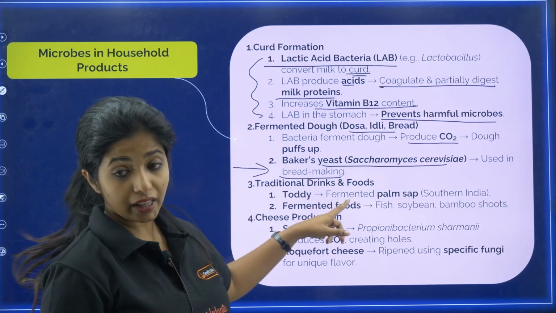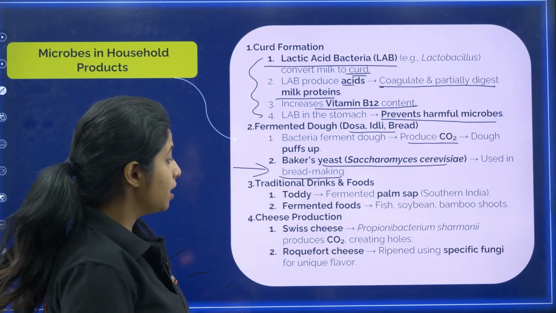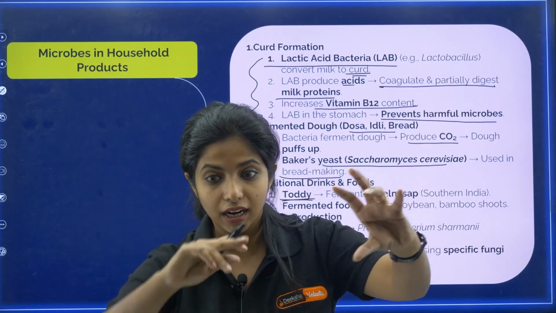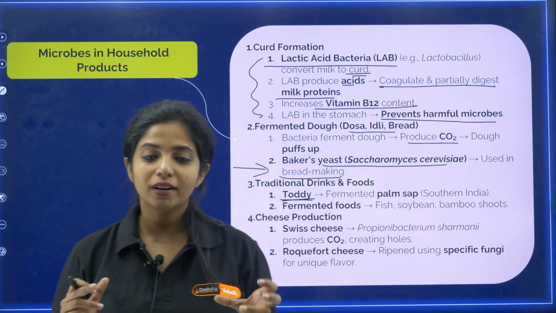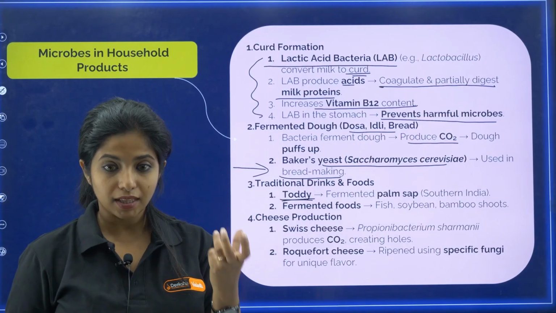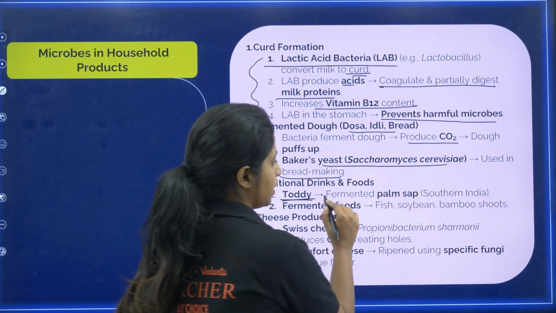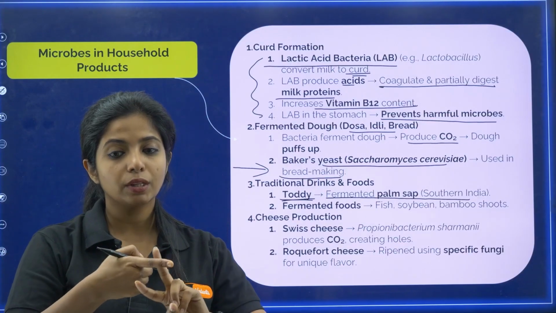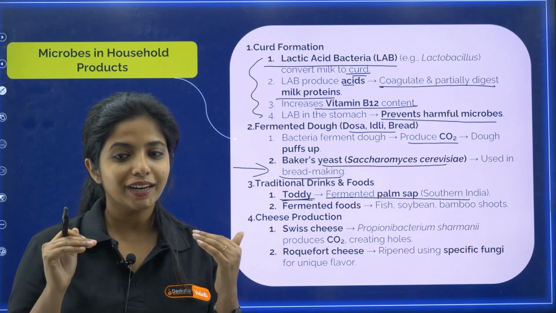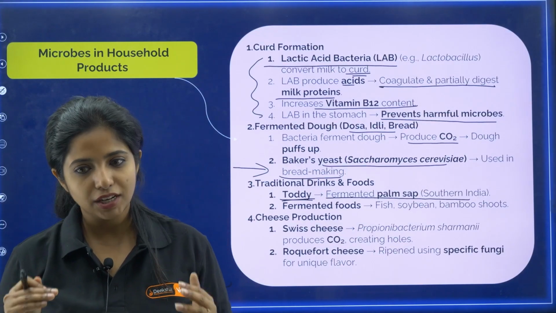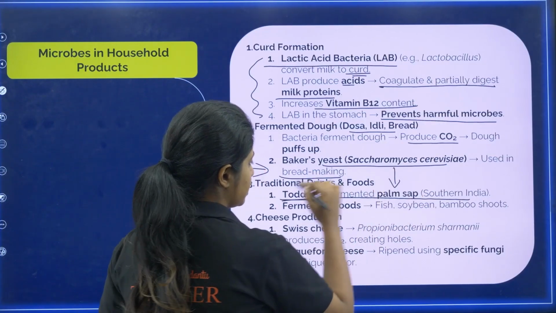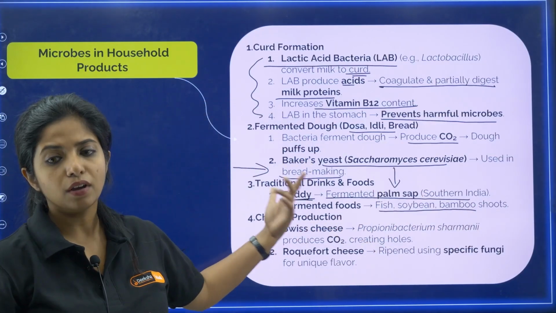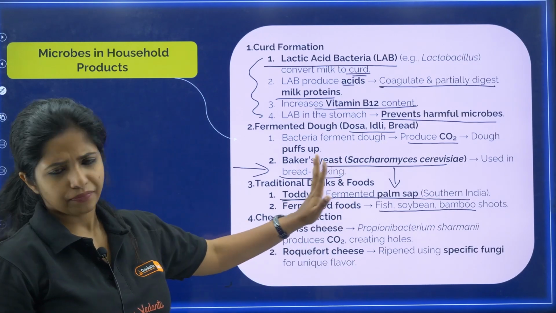Now, traditional drinks and foods, that is also there. So you might have heard about toddy. In Kerala and all, if you go, there are toddy shops here and there. So what is it actually? You take the palm sap, the sap of the palm, and then ferment it. When you do the fermentation, I told you, you get two things. One is CO2, another one is alcohol. So the alcohol content basically increases over here, my dear children. Fermented foods are also there, such as fish, soybean, bamboo shoots, and everything can be fermented as well. Okay, so that's all.